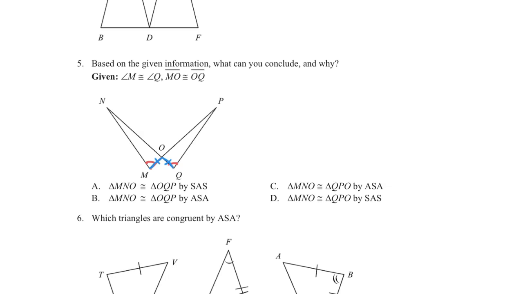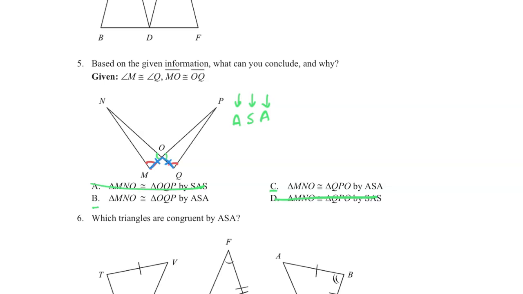Now, if we look at these two triangles, these are vertical angles, and we know that vertical angles are congruent. So what I can conclude is that these two triangles are congruent because they have a corresponding angle, the included side congruent, and then another corresponding set of angles. So your answer is either B or C. So we have to eliminate A, eliminate D.